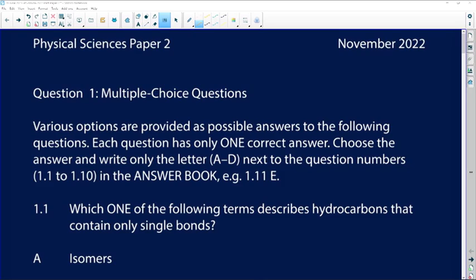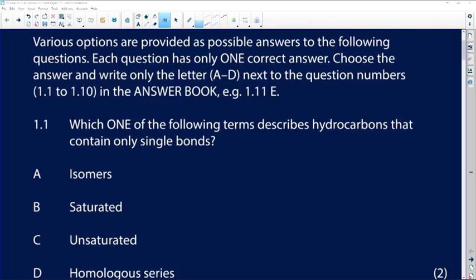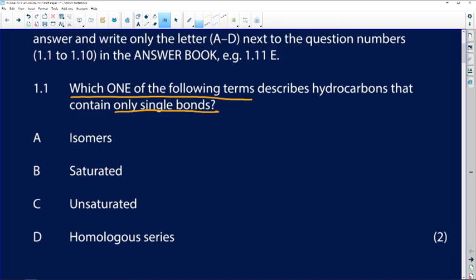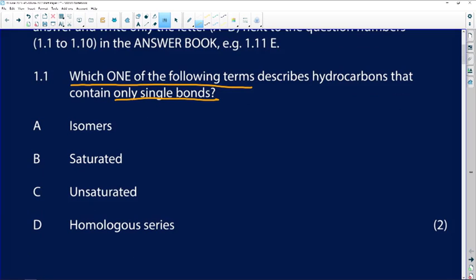Question 1.1 is multiple choice. It says, which one of the following terms describes hydrocarbons that contain only single bonds? So we have only single bonds there. Let us look at our options. Option A says isomers. Isomers have the same molecular formula but different structural formula, so this cannot be correct.